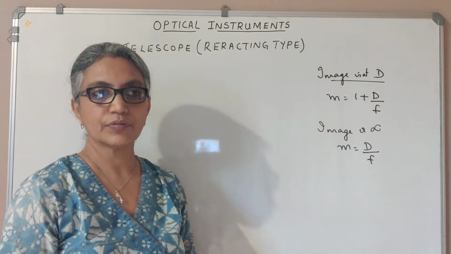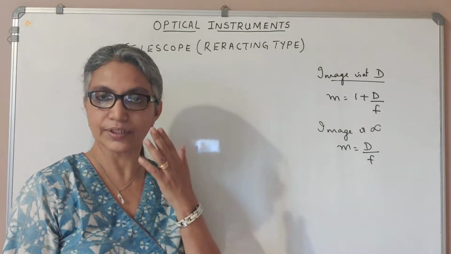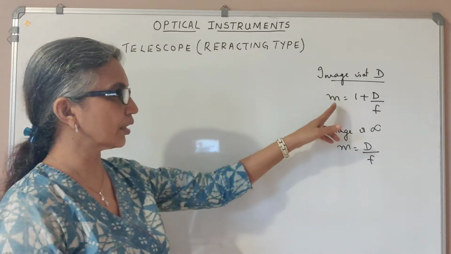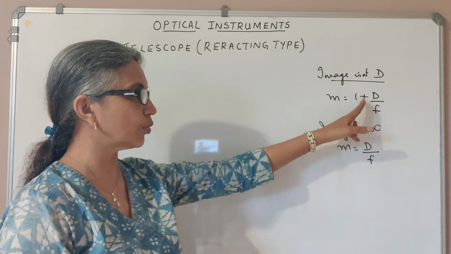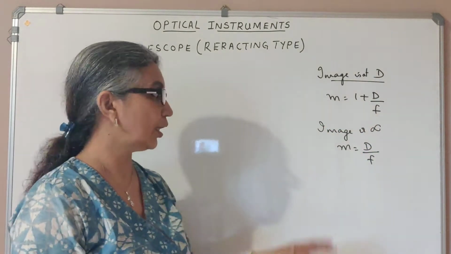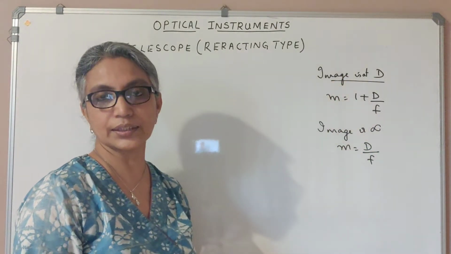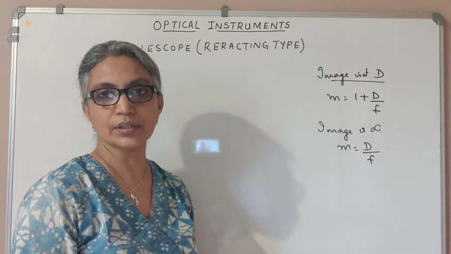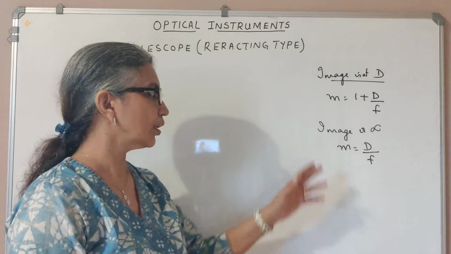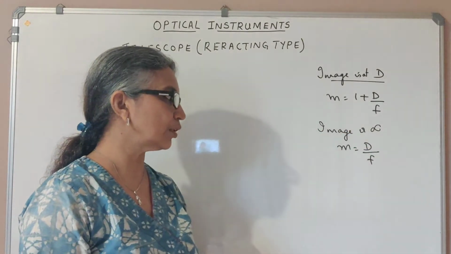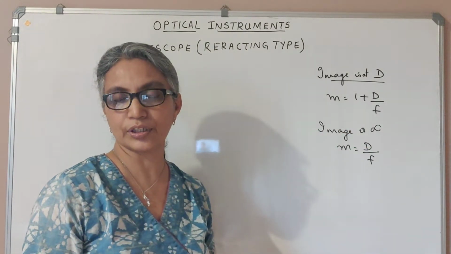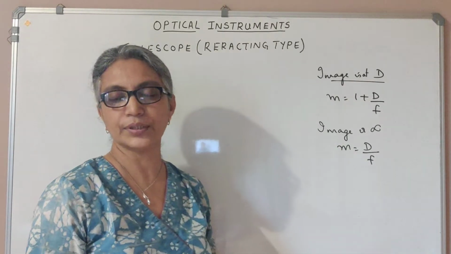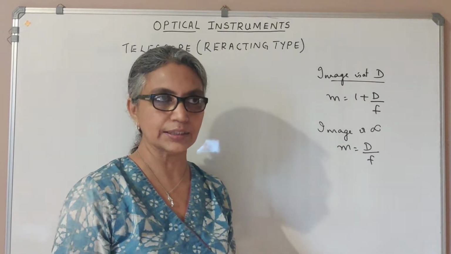Whenever a lens behaves as a simple microscope or just a magnifying lens, the magnification in terms of focal length will be 1 plus d by f if the image is formed at the least distance of distinct vision, where d is 25 centimeter and f is the focal length of the lens. If the image is formed at infinity, then magnification is given by d by f, where d is 25 centimeter and f is the focal length of the lens.